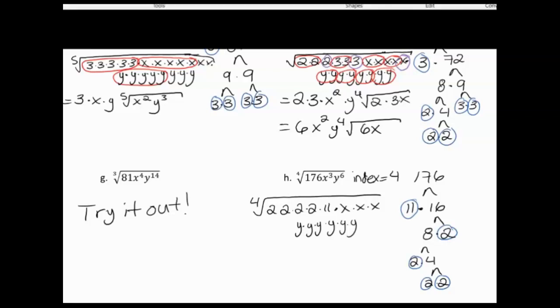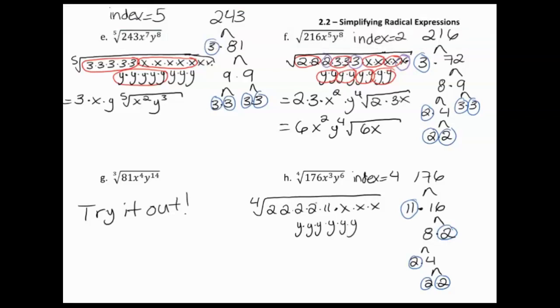Let's go ahead and make groups of 4. So I can make a group of 4 with this, not with the 11, not with the x's, but I can make a group of 4 with my y's. So we're going to have a 2 outside and 1 y outside. And then we have the fourth root of, what do we have left inside? We have 11, and we have x times x times x, which is x cubed. And we have y times y, which is y squared, and that's our final answer.